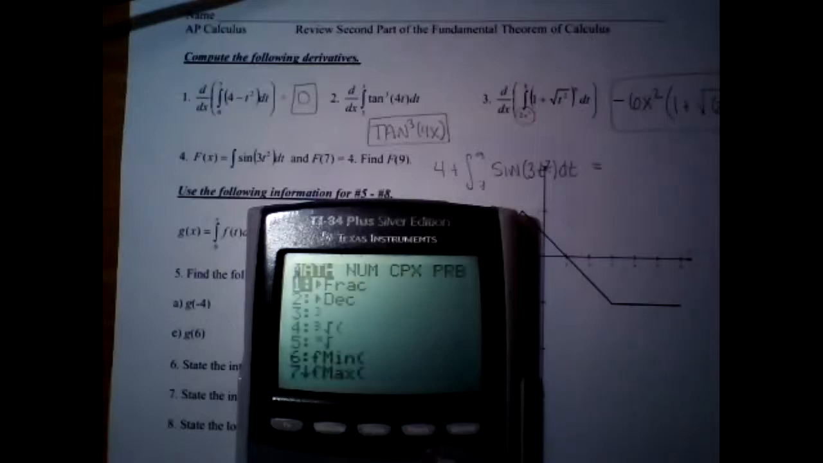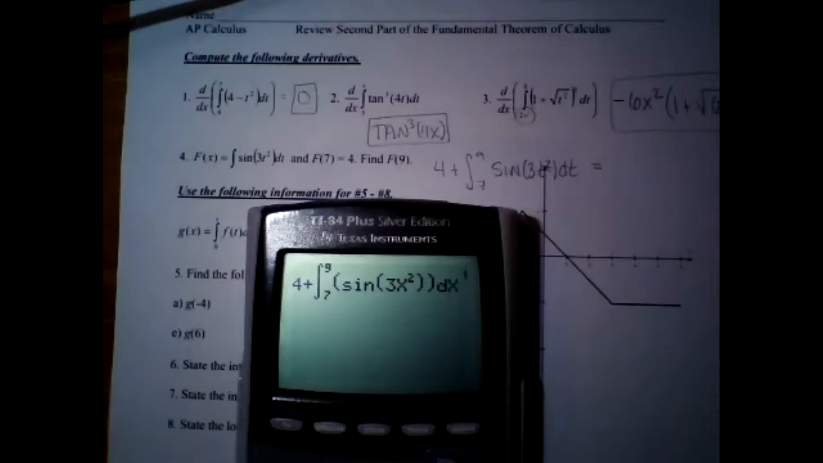4 plus integral, and then 7 to 9, and then we're going to put sine of 3x squared dx. And that will literally give you your answer. Make sure you do 3 decimal points. You can truncate or round. I like to truncate because I just think it's easier. To the first 3 decimal points that you see.